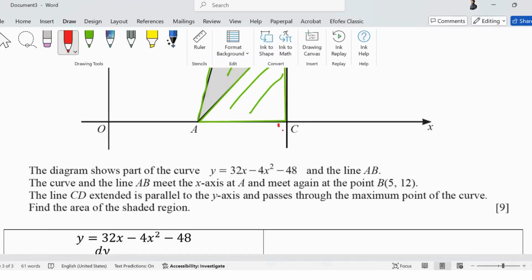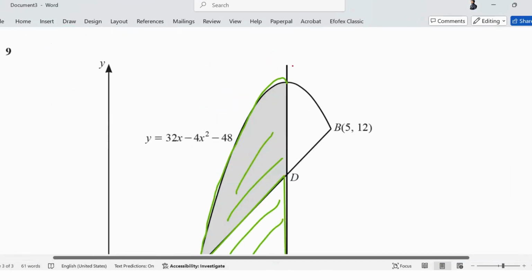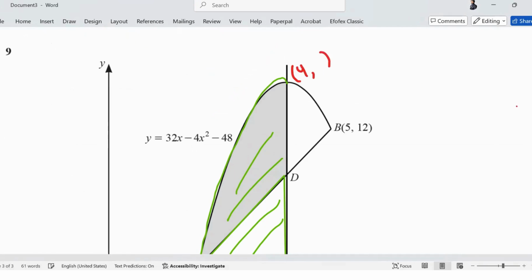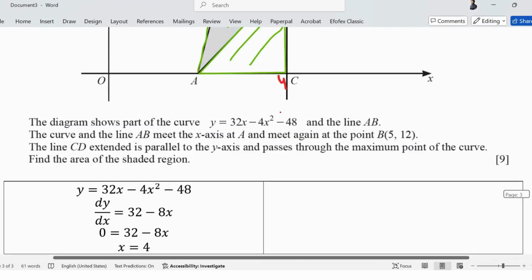I figured out the x coordinate of C because it is the same x coordinate as the turning point. The x coordinate of the turning point is also 4. I do not need the y coordinate for now. If needed, we can figure it out by plugging the value of x in the original equation. Okay, then what? I need to figure out the coordinate of A.